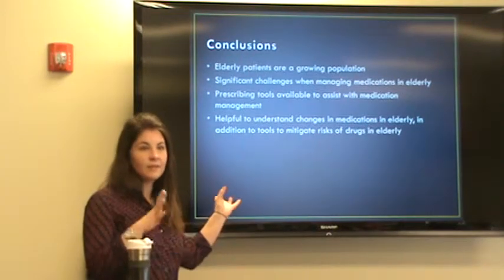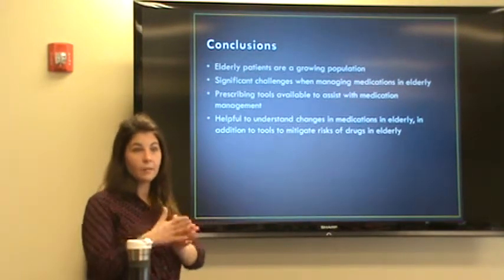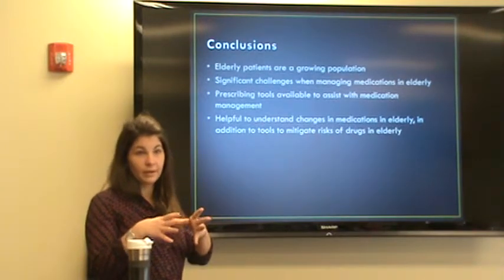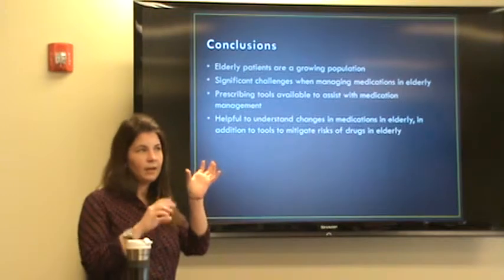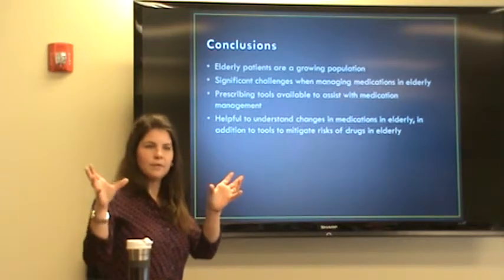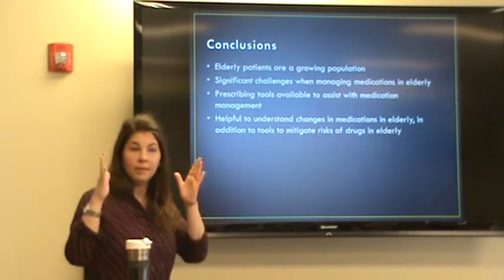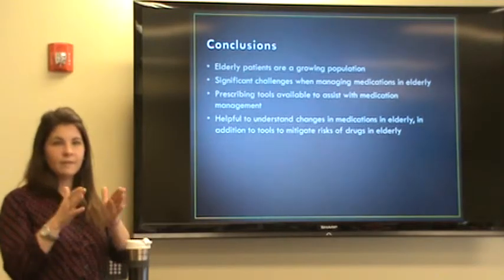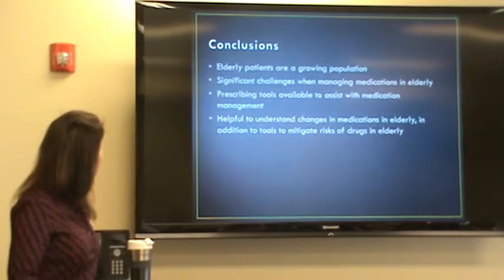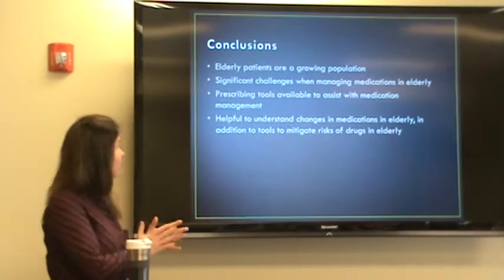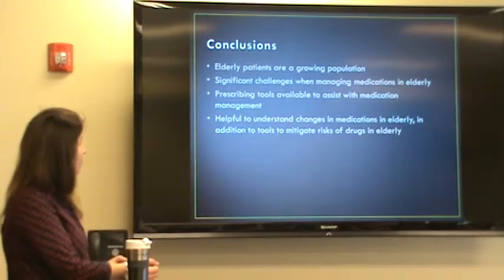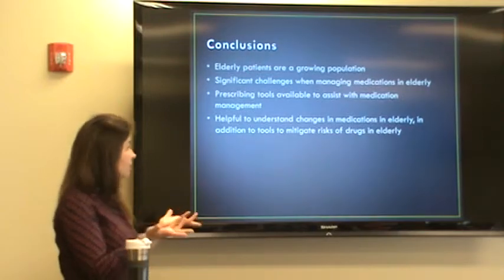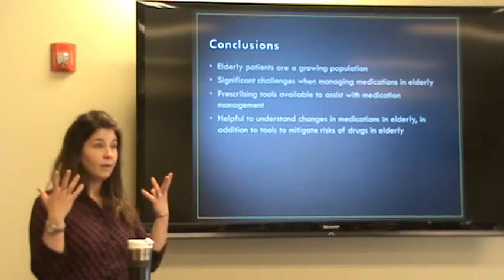So usually the studies are saying 65 and older is where you can define that within the elderly criteria. So now they're trying to separate that group between like young elderly and elderly or something like that. But most of the studies are studying 65 and older as elderly. So this is a growing population. People are living longer. There are significant challenges when managing medications. There are some tools, so it's not gloom and doom.